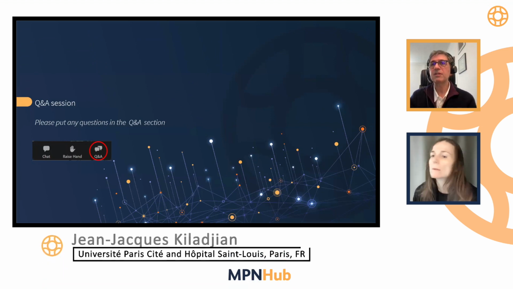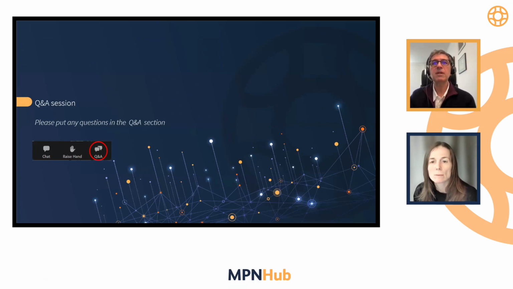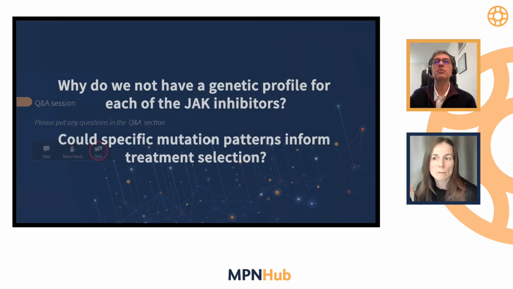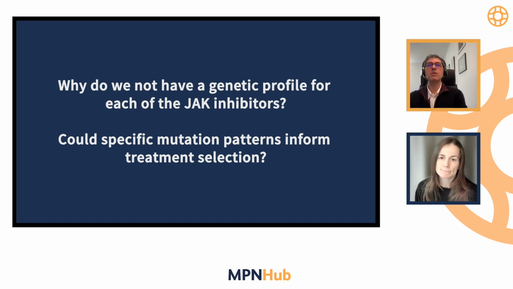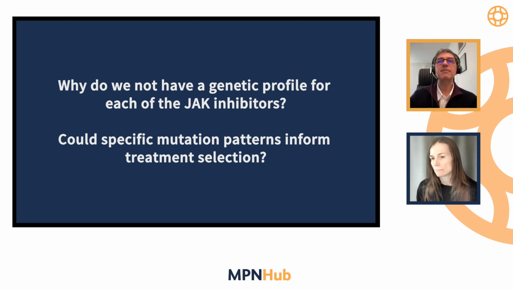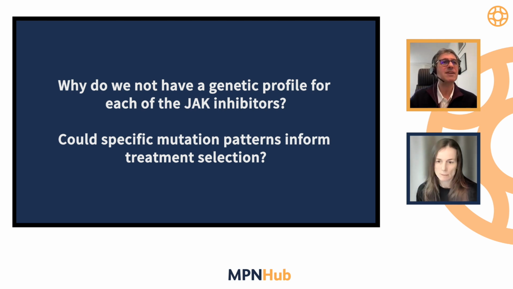So we have a few questions that are already there. The first one, maybe for you, Angela, why do we not have a genetic profile for each of the JAK inhibitors? It says in all the clinical trials, there is always a minority who respond well. The companies have collected genetic panels and could do an analysis to show which patients do well and which do not based on specific mutation patterns. What are your thoughts about this question?